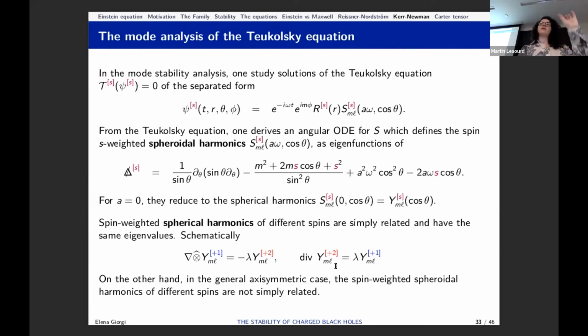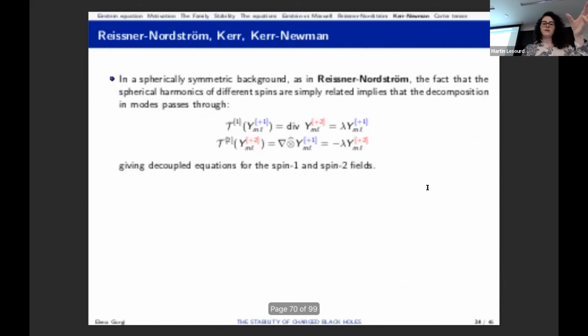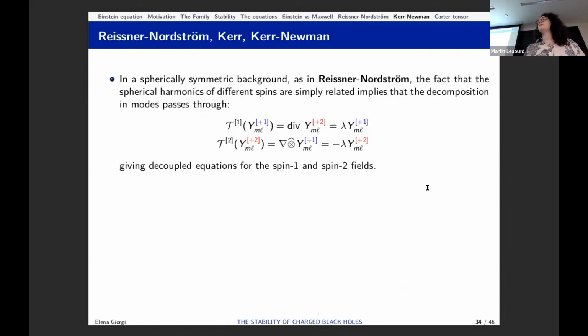But the problem is that if you're in the axially symmetric case, so when a is different from 0, then you don't have this simple relation anymore. So you see, when they were doing the mode stability analysis, Reissner-Nordström, where it's spherically symmetric, if you have your Teukolsky equation sourced by a divergence of a spherical harmonic of spin 2, this is proportional to a spherical harmonic of spin 1, and similar for the spin 2. So you have the two equations decoupled.